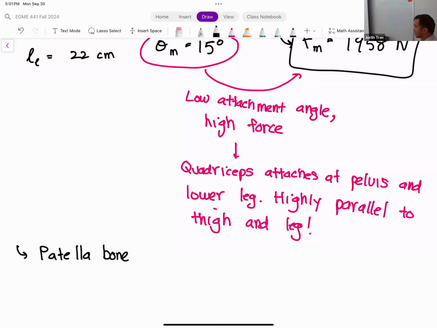Although most people think of the patella as something that is there just to protect the front of the knee, almost like a protective pad, and that is true. That is its main goal. That is its main responsibility. But another benefit of the patella bone is that it helps to increase that attachment angle to the lower leg.